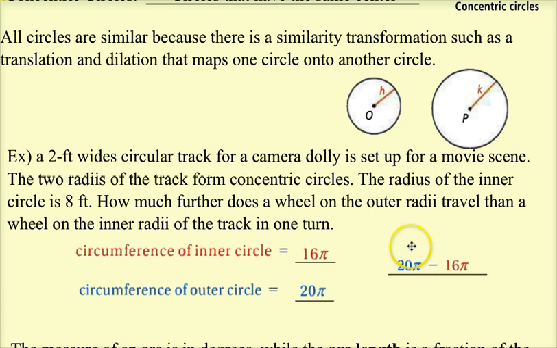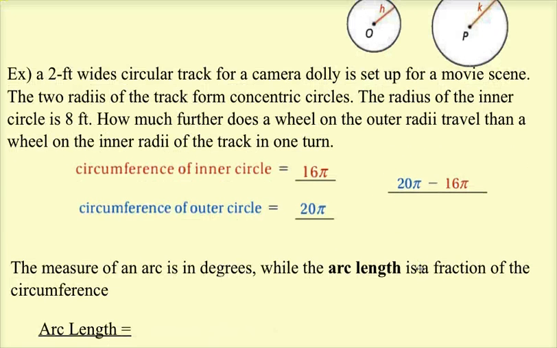Okay, so how much further does a wheel on the outer radii travel than a wheel on the inner radii of the track in one turn? 20 pi minus 16 pi. So the circumference of the outer circle minus the circumference of the inner circle.